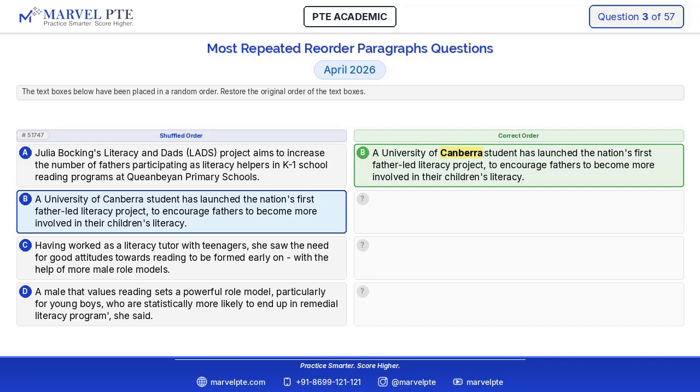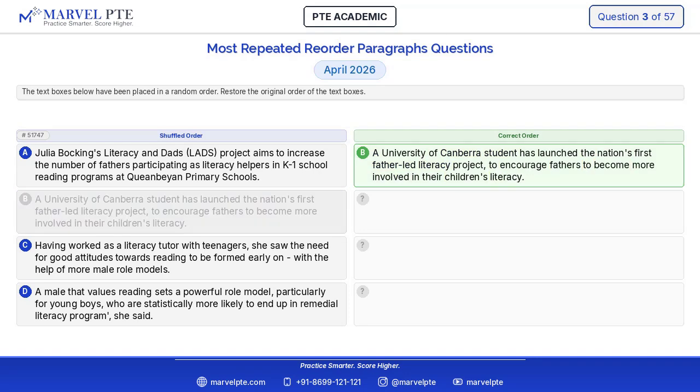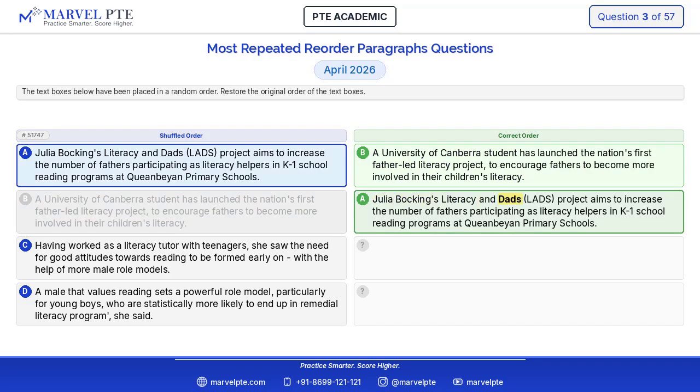A University of Canberra student has launched the nation's first father-led literacy project to encourage fathers to become more involved in their children's literacy. Julia Bocking's Literacy and Lads project aims to increase the number of fathers participating as literacy helpers in K-1 school reading programs at Queanbeyan primary schools.